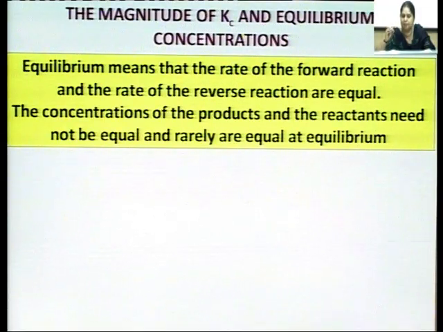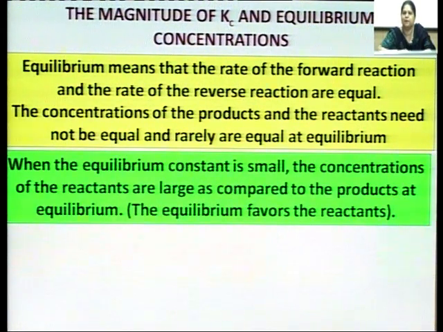On the other hand, a lower value of the equilibrium constant means... when the equilibrium constant is 1, it means that the rate of the forward and the rate of the backward reaction are equal, but it does not mean that the concentrations of the products and the reactants are equal. That is not required to be equal, and it is rarely equal at equilibrium.